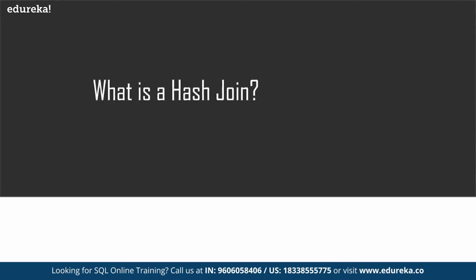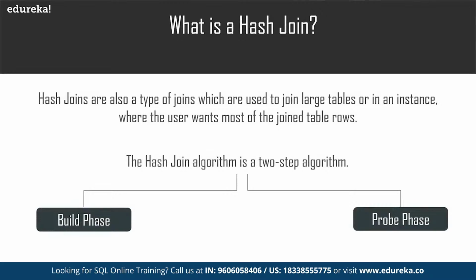Now let's move forward with our next question, that is, what is a hash join? Hash joins are a type of join used to join large tables or in an instance where the user wants most of the joined table rows. So whenever the user wants most of the joined table rows, or when you want to join two large tables, you basically use the hash join.